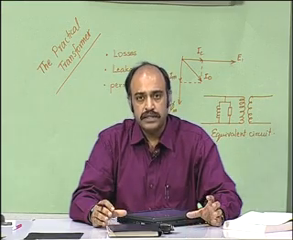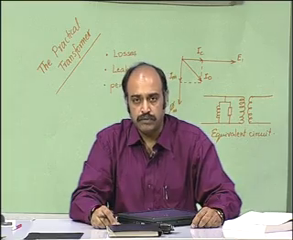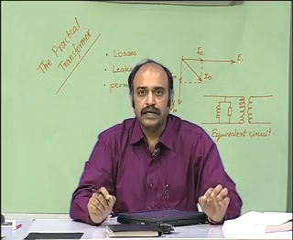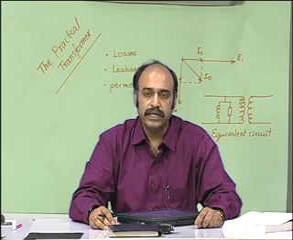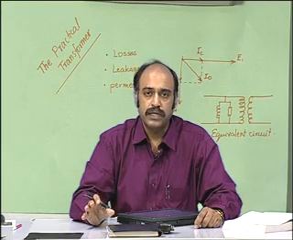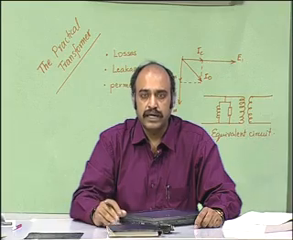And the primary side circuit is galvanically isolated from the secondary side circuit, meaning there is no electrical connection between the primary side circuit and the secondary side circuit. The only connection is through the medium of the core of the transformer, which is magnetically coupled.